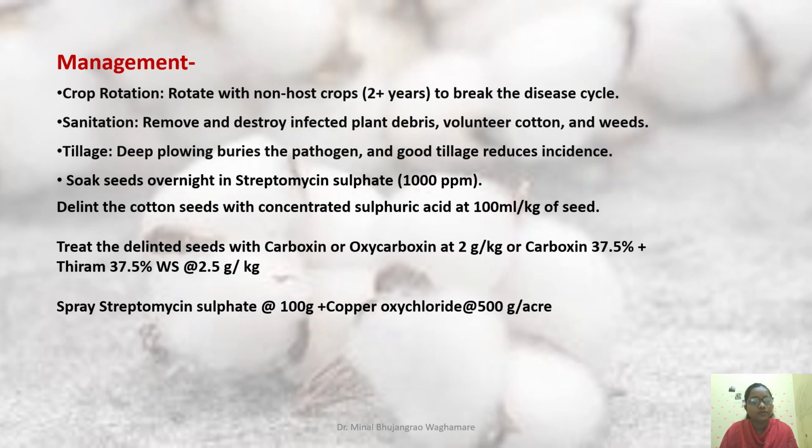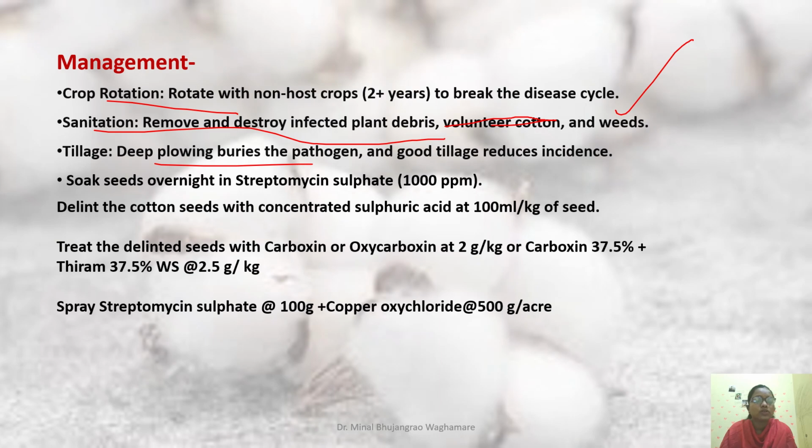Coming to the management, we have to go for crop rotation. Sanitation means removing destroyed and infected plant debris, volunteer weeds and volunteer cotton. Tillage, that is manipulation of the soil condition with deep summer plowing, because the pathogen will be exposed to the sun in June, July and will be killed.